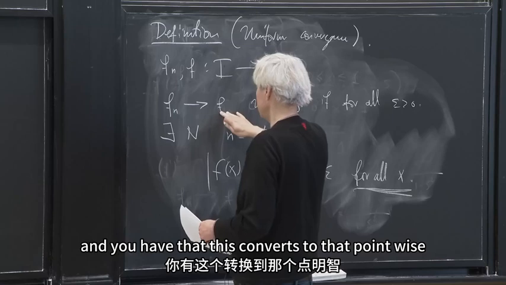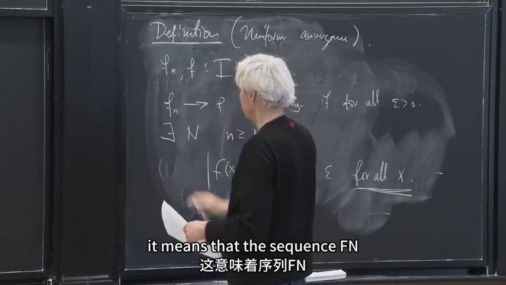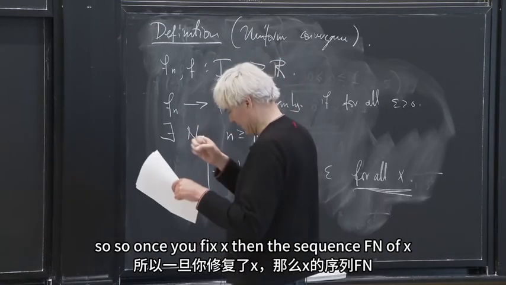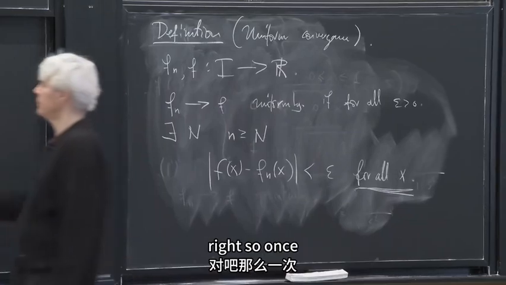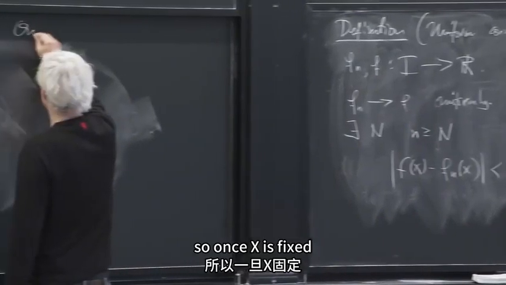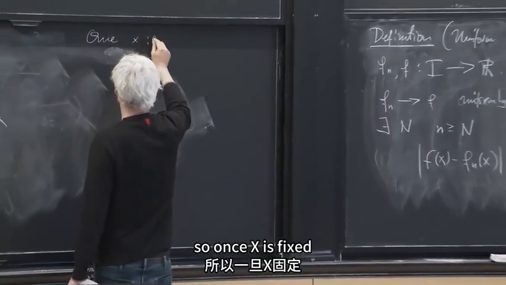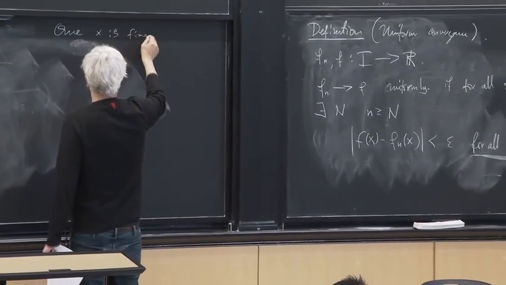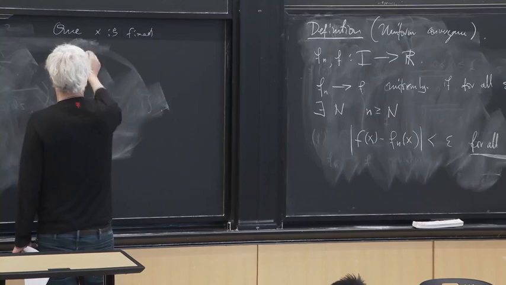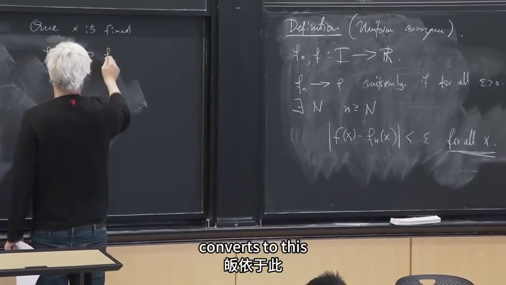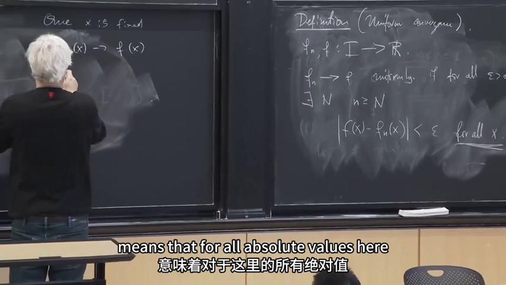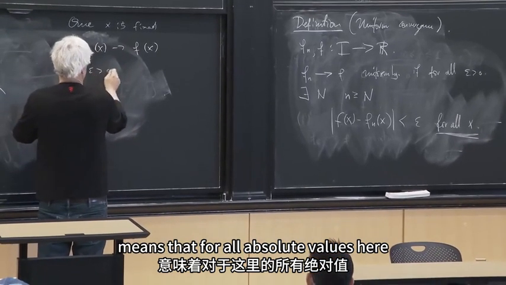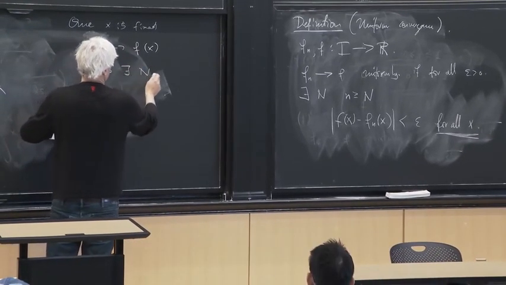It means that the sequence Fn, once you fix x, then the sequence Fn of x, right? So once x is fixed, then this here converges to this. But saying that this sequence converges means that for all epsilon greater than 0, there exists an N.